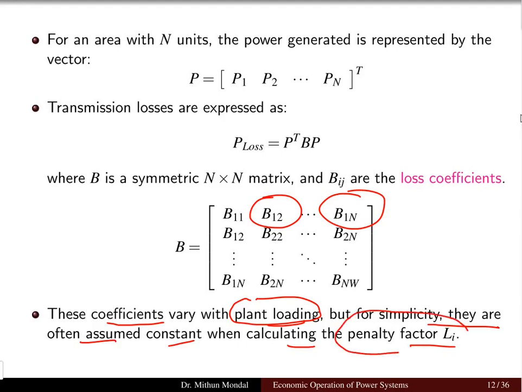So we have to calculate the penalty factor. So this Bij value we need to assume to be constant, which is however not, because they will change with plant loading. So we have studied a little bit of the theory of economic load dispatch. Let us solve 3 important problems which will clear our idea.